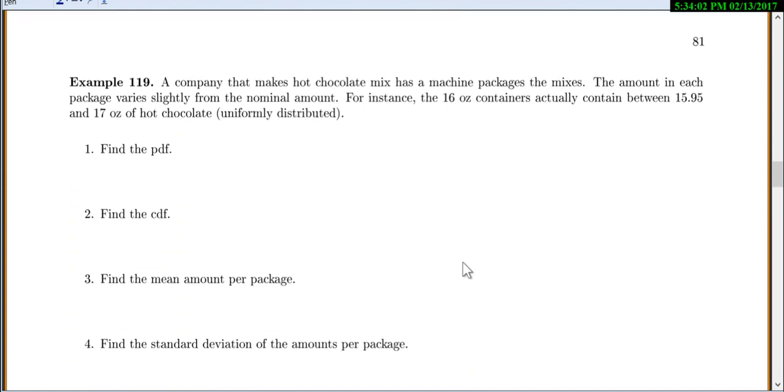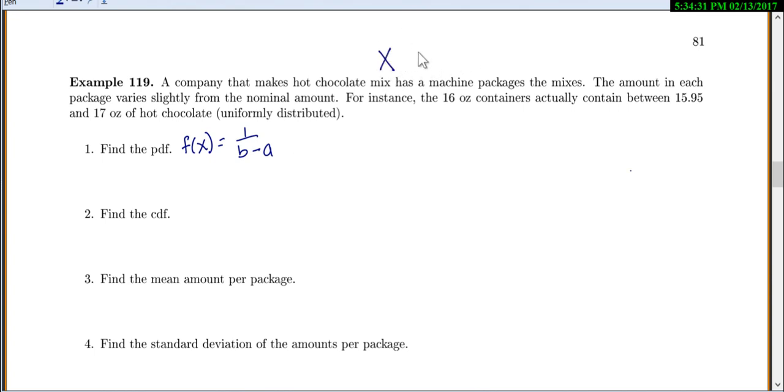So to continue that example, let's actually work with it. Find the PDF. We don't have to do a lot of work here. We can remember our formula. Little f of x, our PDF, is 1 over b minus a. So really, all I need to know is what are b and a.